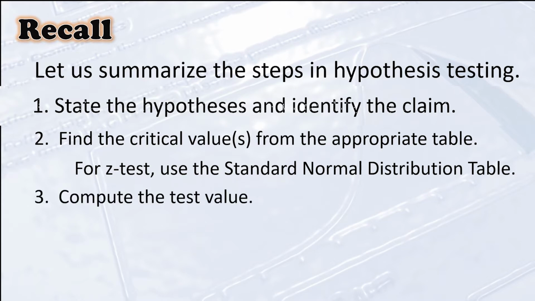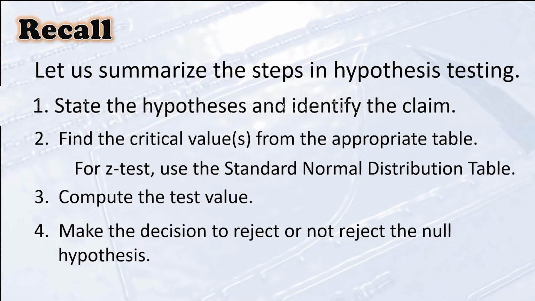Third step is to compute the test value. Next is to make the decision to reject or not to reject the null hypothesis. Step number 4 is based on the results of step number 2 and 3. Last step is to summarize the result. In summarizing the result, we state the conclusion based on the steps number 1 and number 4.